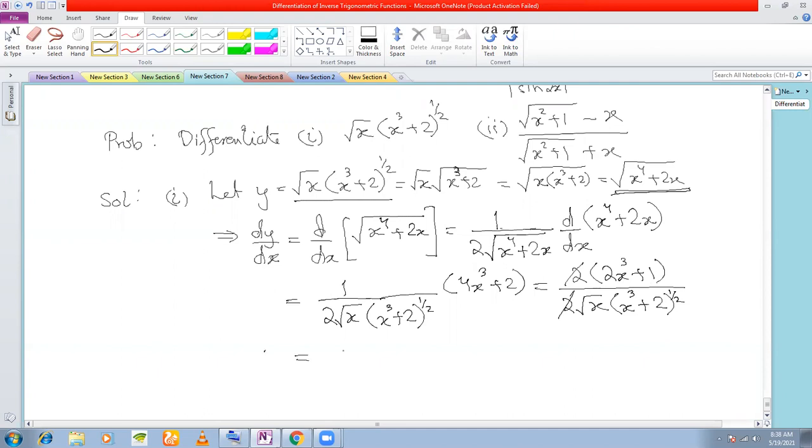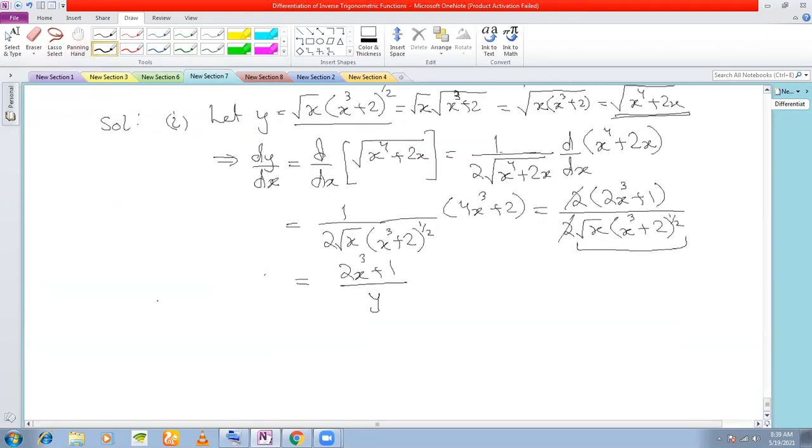You can write this in a better way. 2x cube plus 1 divided by y, because this entire thing here is y. Okay, that's it. Second one.